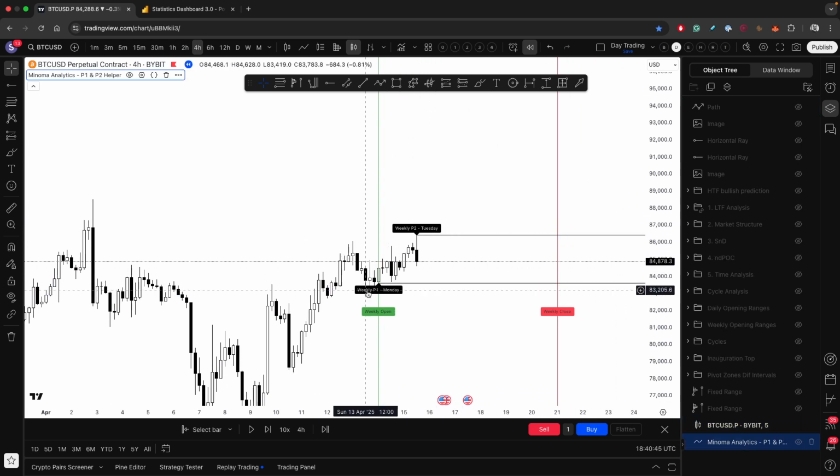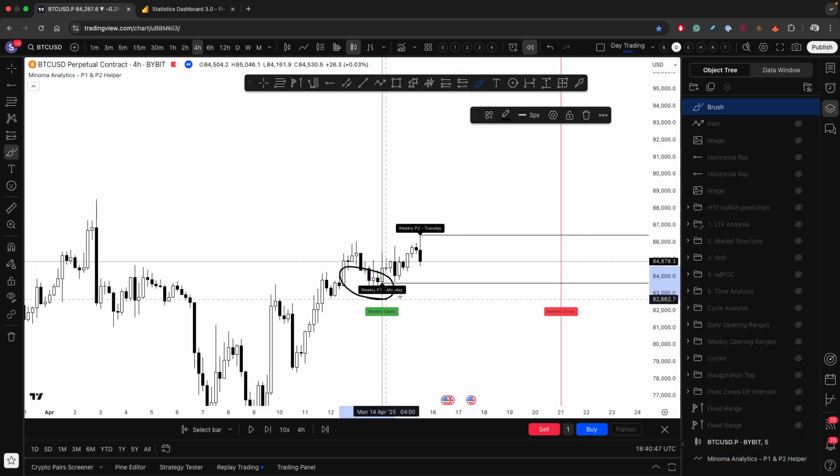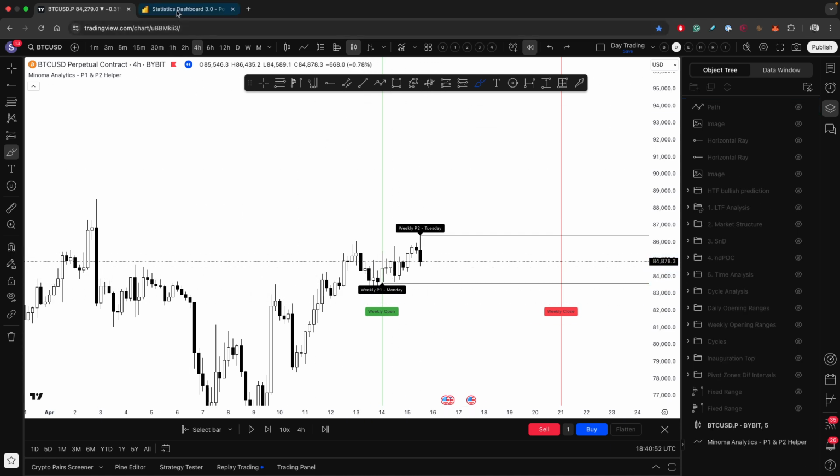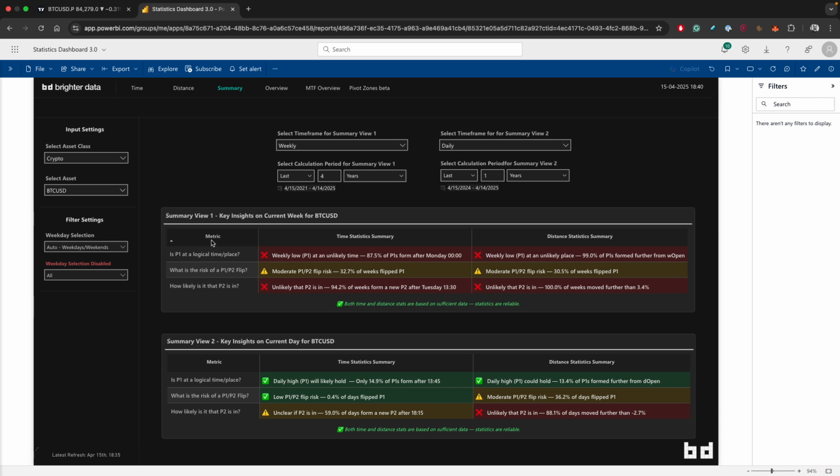And since this is indicating that most likely it's not going to be the low that holds the P1, for now at least you're targeting that weekly P1, right? So I hope you see how much simpler it is now to come to a conclusion on the dashboard. You just see, well, is P1 at a logical time and place? Nope, not at all. So immediately that P1 is at risk of being taken out. It happens 30% of the time, and it's also very likely that the P2 is not in yet, right? And you can do that for week and day together and others.